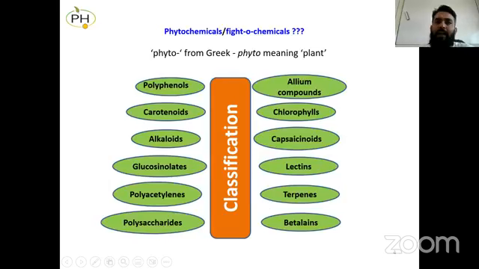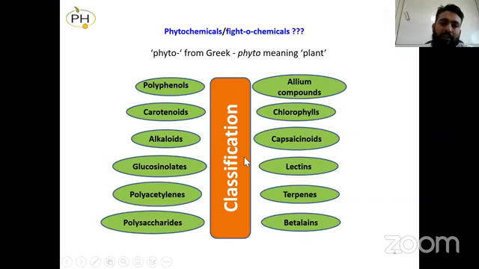So let's move on to the classification and what phytochemicals are. We can call them phytochemicals because these are the chemicals which are helpful to fight against various ailments, various diseases, and even for cure of various illnesses. Phyto originates from the Greek language, which means plant. So these chemicals are known as phytochemicals, and the chemistry related to this topic is known as phytochemistry.